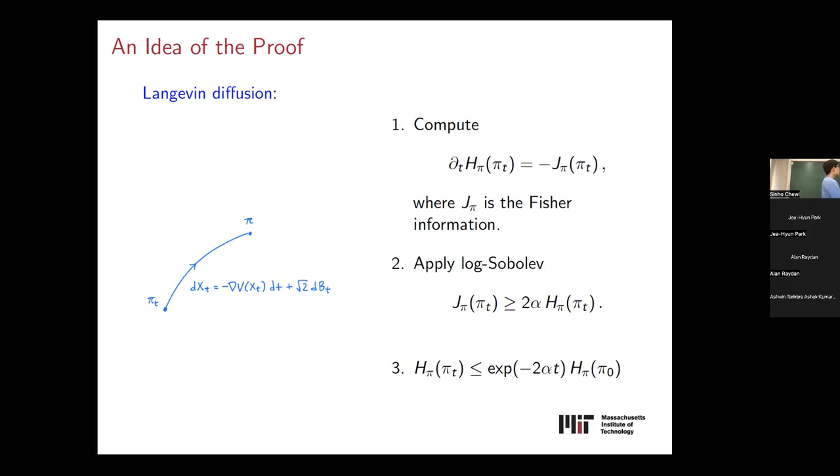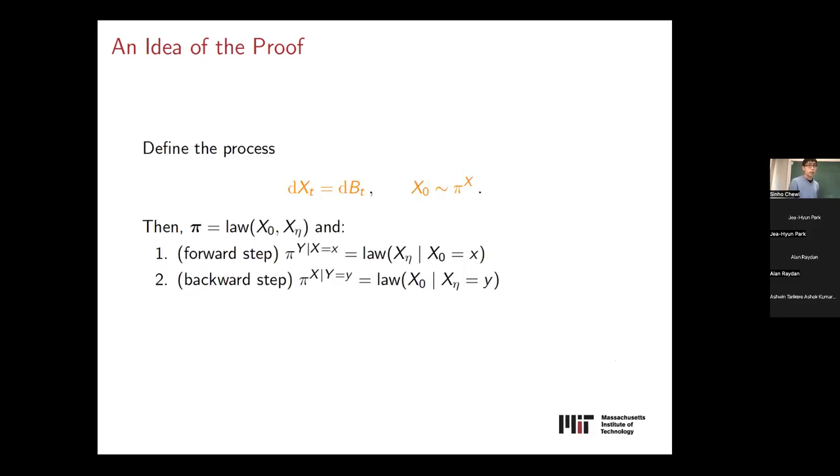We want to do this for the proximal sampler. In order to do this for the proximal sampler, it really helps to have this stochastic process interpretation of what's going on, because that allows us to do calculus. So this is going to be the stochastic process in the proximal sampler.